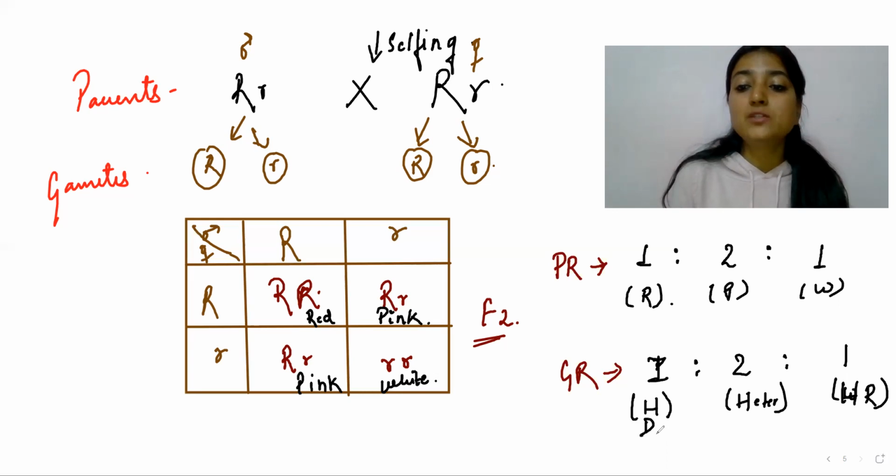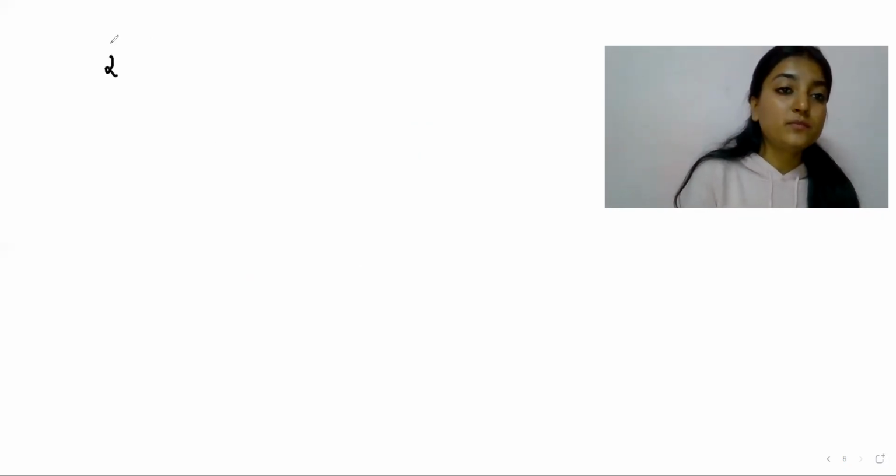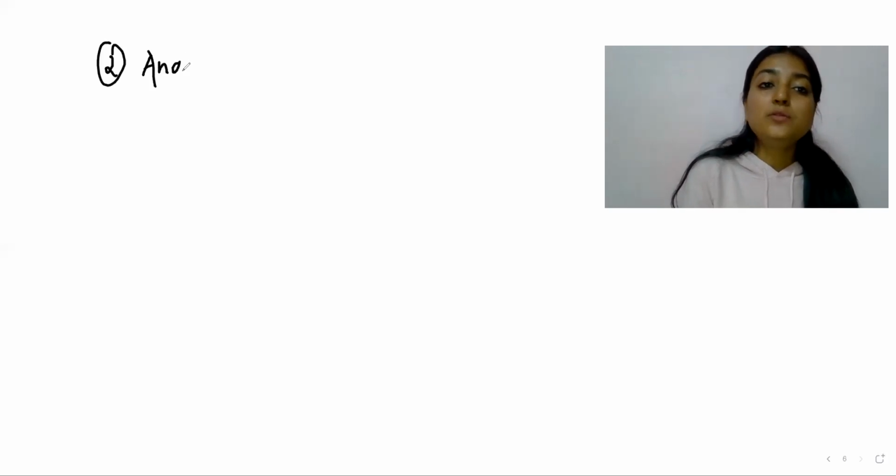This is homozygous dominant. So if you remember the law of dominance, the phenotypic ratio which was produced in the F2 generation was 3:1. But here in the case of incomplete dominance, we are getting the phenotypic ratio as 1:2:1. Fine. Now we will take another example, that is Andalusian fowl.